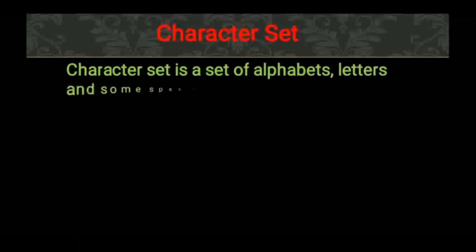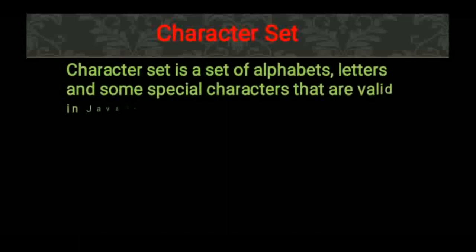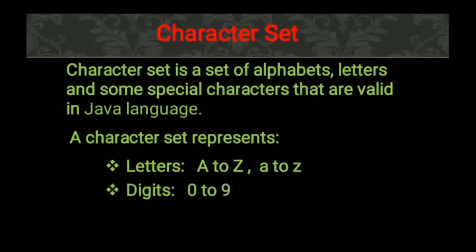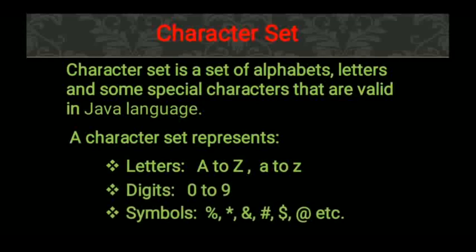A character set is a set of alphabets, letters, and some special characters that are valid in Java language. It means the character set is a collection of all letters, digits, and some special characters that can be used in a program. A character set represents letters, it means capital A to capital Z or small a to small z, digits, it means 0 to 9, and all the symbols such as percent, asterisk, dollar, at the rate, etc.